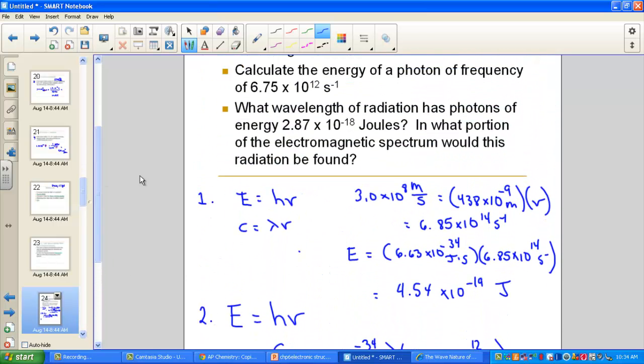Let's read our next problem. What wavelength of radiation has photons with a provided energy of 2.87 times 10 to the negative 18th joules? And in what portion of our electromagnetic spectrum would this radiation be found? So we'll have to go back and look at our notepad to find where the wavelength ends up on the electromagnetic spectrum provided for us earlier in the notes. Or in your textbook, we can take a peek there. Well, let's do this problem.